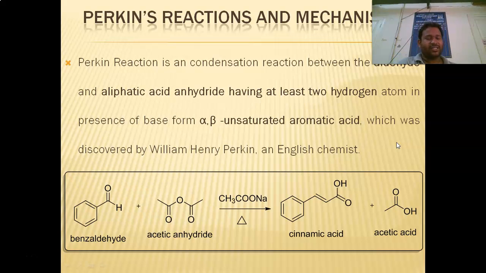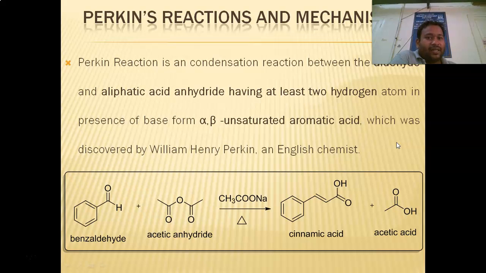The Perkin reaction is the condensation reaction between an aldehyde and an aliphatic anhydride having at least two hydrogen atoms. In the sense that there should be an alpha hydrogen atom. In the presence of a base, it forms the alpha beta unsaturated aromatic acid. This type of reaction is called the Perkin reaction.